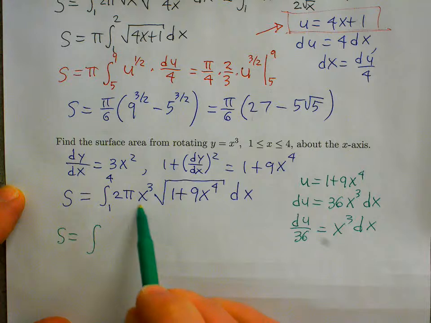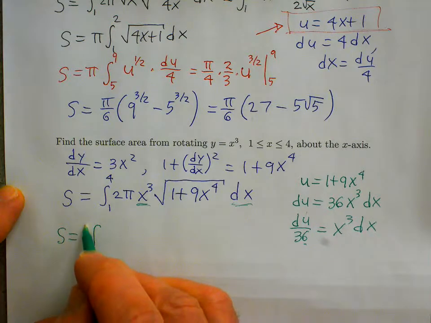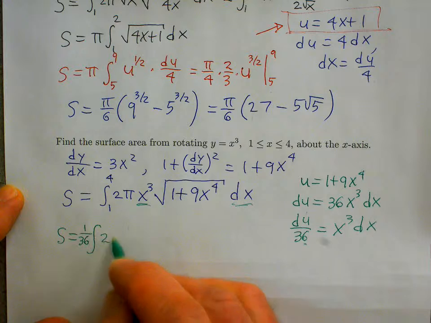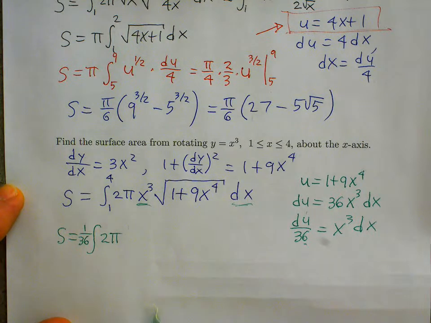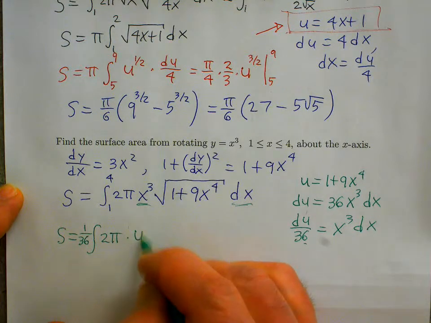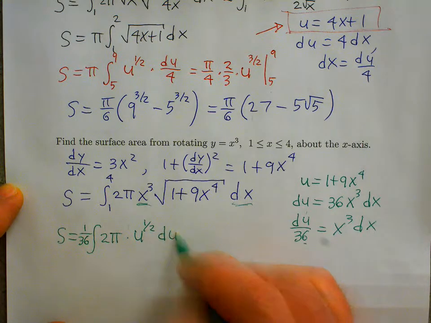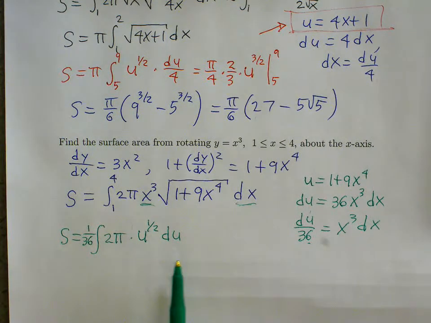But since I'm replacing x to the third dx with du over 36, I'll go ahead and put the 1 over 36 out front for now. And then on the inside, 2 pi. And we have the square root of u, but I'll write it as u to the 1/2 again. And then du. So I think everything is accounted for. We just have to find the limits of integration again.